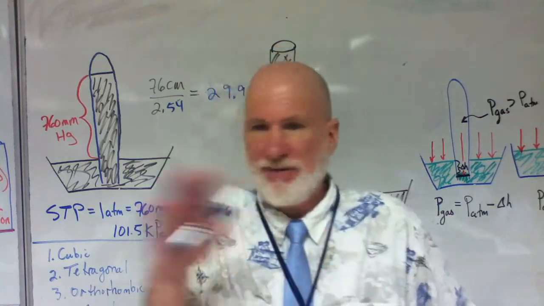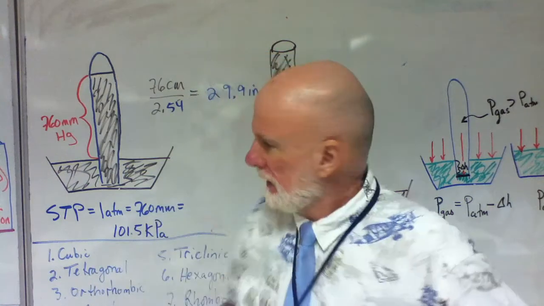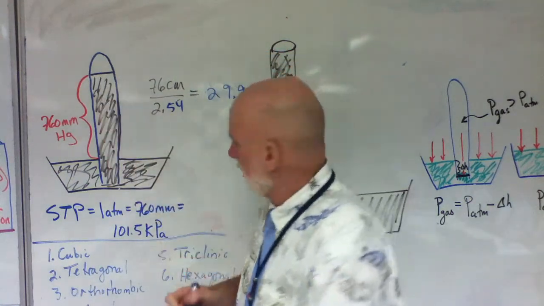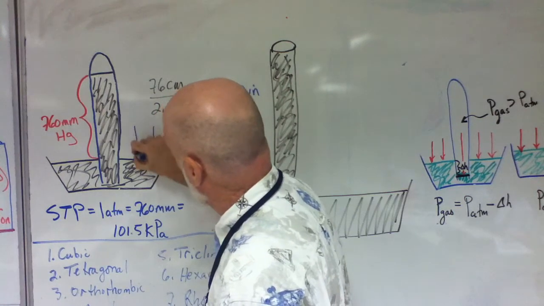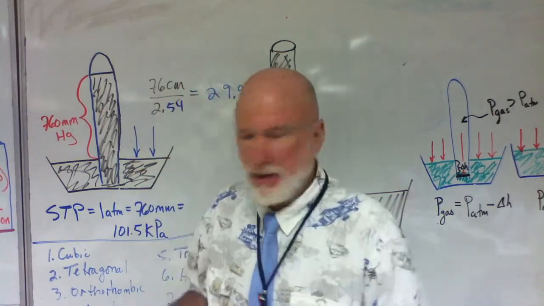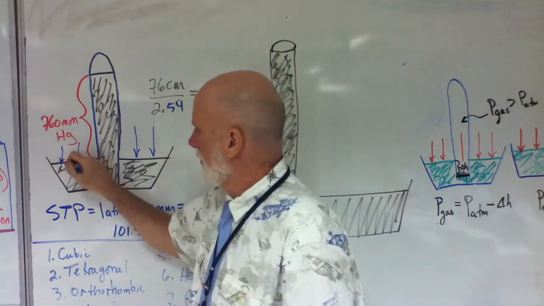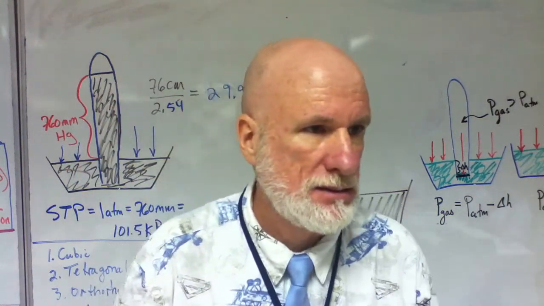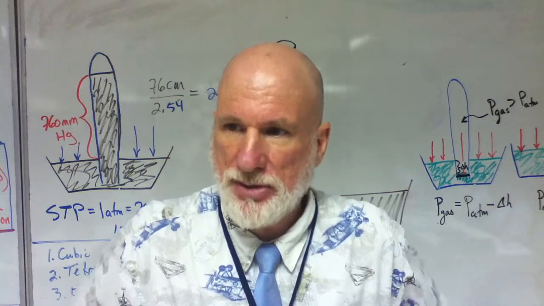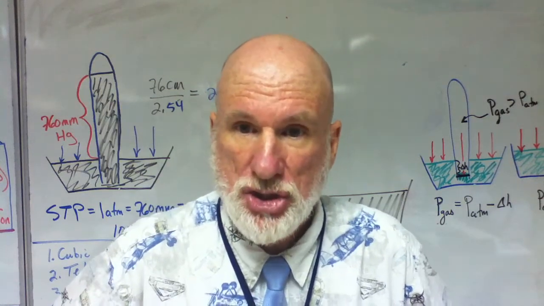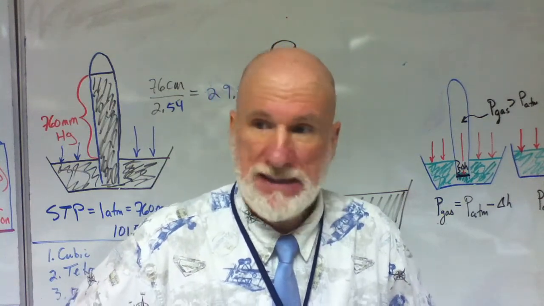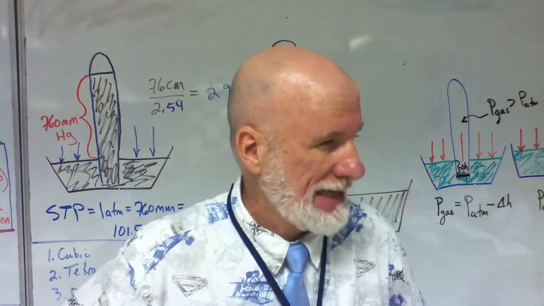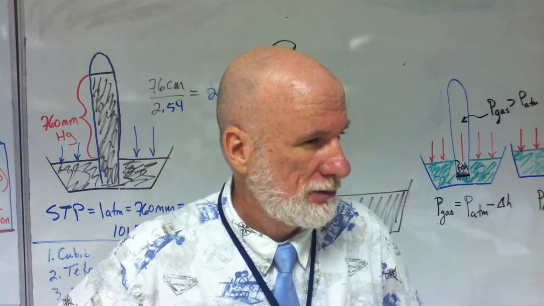And on an average day, 1 atmosphere would have that pressure. In other words, the atmosphere would keep the level of mercury up the tube 76 centimeters or 760 millimeters. So 1 atmosphere is 76 centimeters or 760 millimeters. Do you understand that?